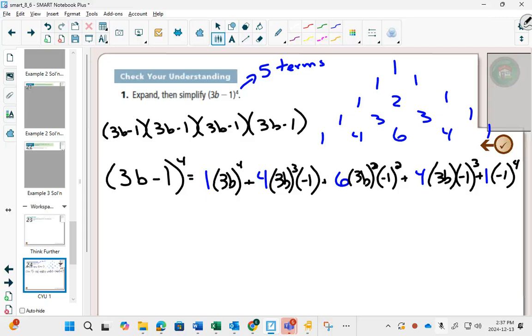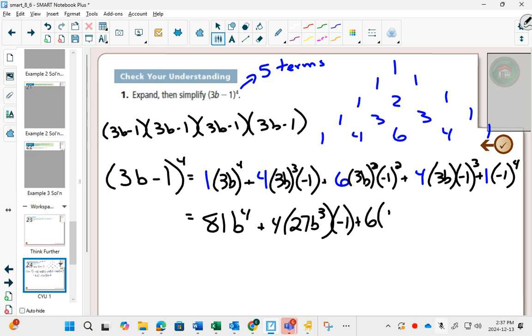That's expanding it. We still have to simplify. Order of operations, you know you have to do exponents first. So some of you might want to do more mental math all at once. I'm going to take my time. I'm just going to do exponents first. 3 to the 4 is 81. And then b to the 4 plus 4 times, here I have an exponent, I'm going to get 27b cubed, still times by that minus 1. 3b squared will be 9b squared. Negative 1 squared will be positive 1. Negative 1 cubed will be negative 1. And negative 1 to the 4 will be positive 1.